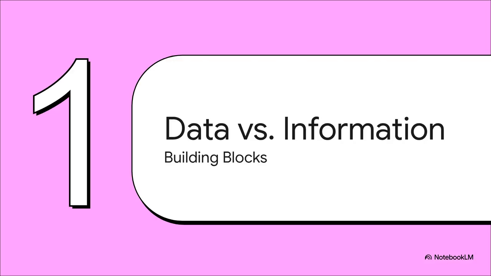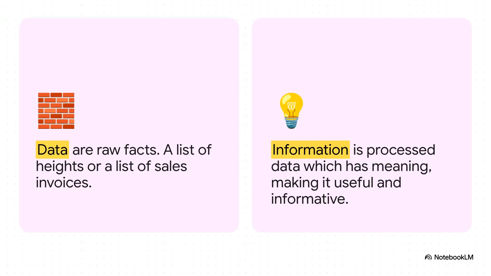All right, so to really get our heads around these systems, we've got to start at square one, with the most fundamental building blocks of it all. This is such a critical difference to understand. You can think of data as just a big pile of raw ingredients. You know, a list of numbers, a bunch of names. On their own, they don't mean much. Information, on the other hand, is the finished meal. It's when you take all that raw data, process it, organize it, and give it context. Suddenly, it's something you can actually use to make a smart decision.